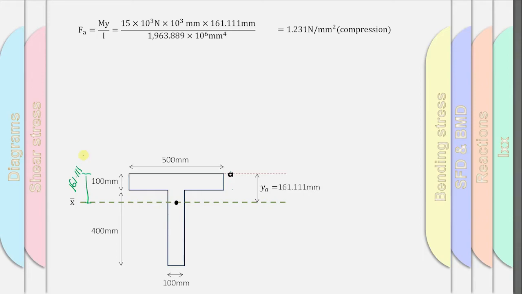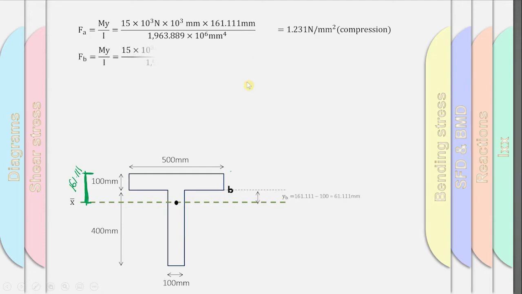It's the same as what we had, because we know from the top of the beam, the distance to our centroid is 161.111. Then you get a positive value here, so it becomes compression. And don't forget your Ix, which is 1963.889, that you calculated in the previous slide.